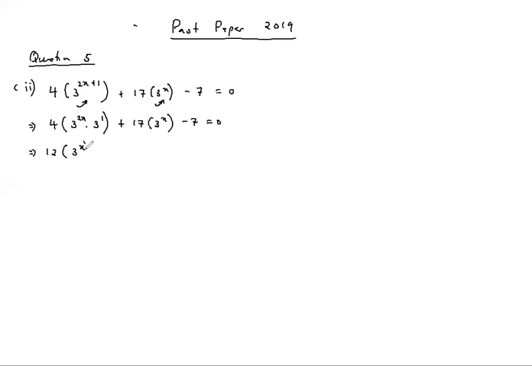And then write 3 to the power x squared plus 17 times 3 to the power x minus 7 is 0. At this point, we can let p be 3 to the power x, so that we get 12p squared plus 17p minus 7 is 0. So we factorize.